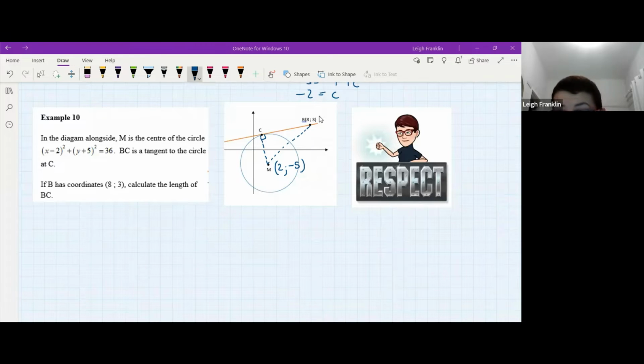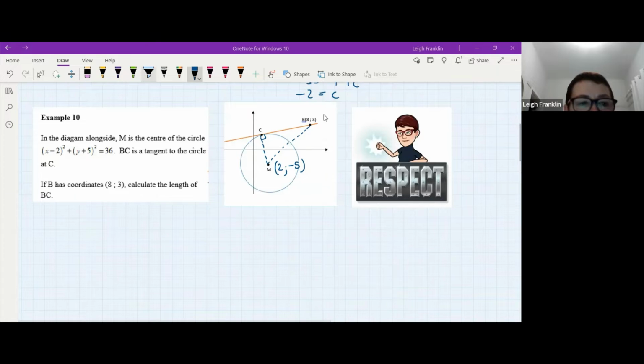Ma'am, I think we can find the length of B to M and C to M. Absolutely. So from B to M, we can use distance formula. From C to M, we know how long that line is. Can anybody tell me? It's in the information that's been given to us. 6, ma'am. It's 6. Yes, absolutely.